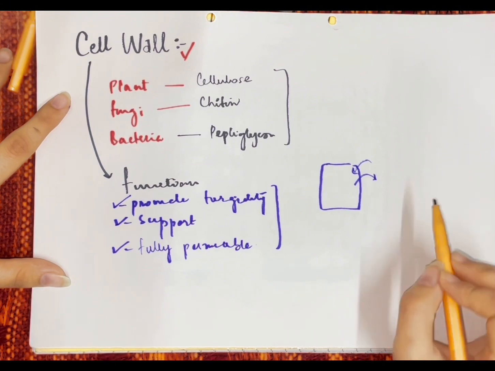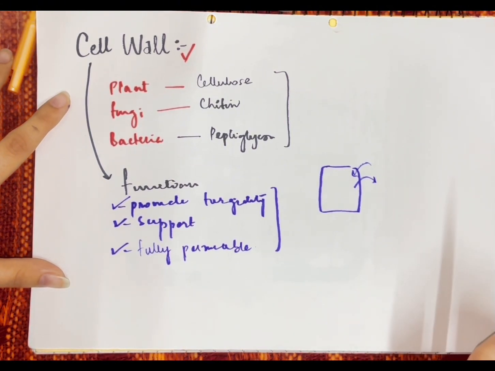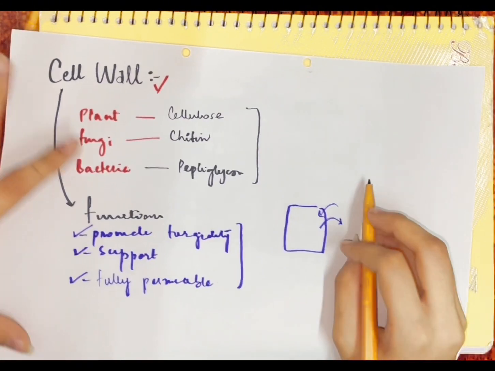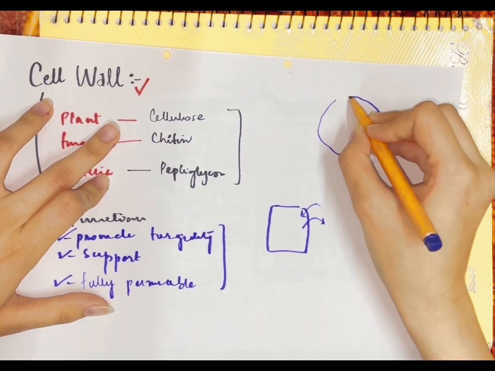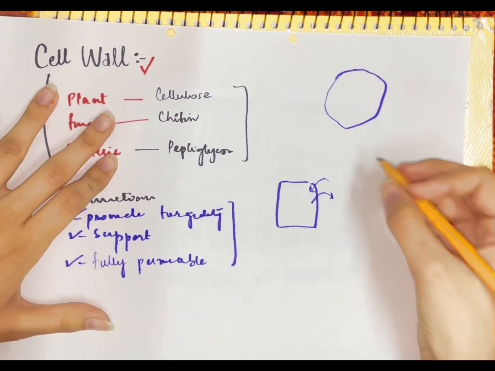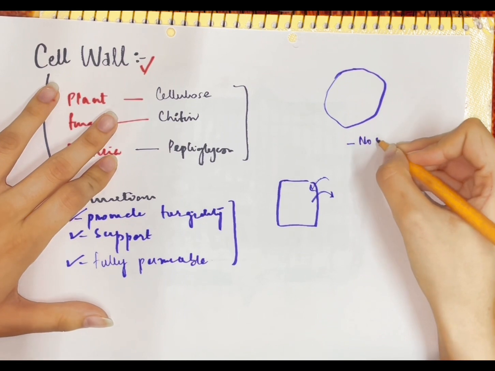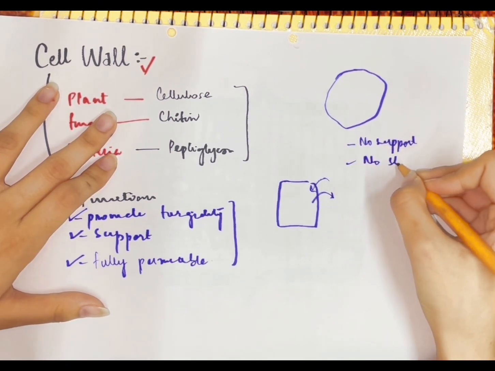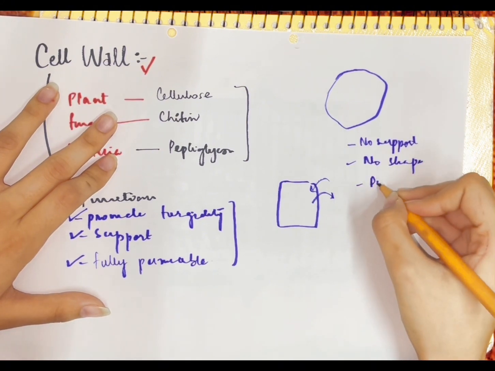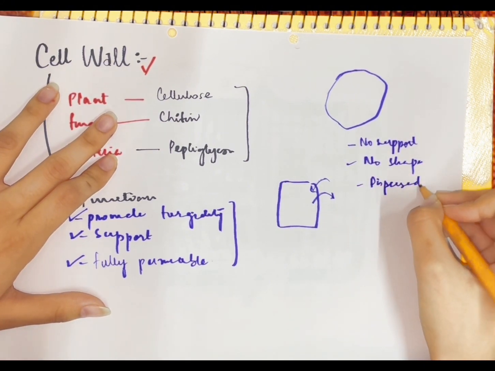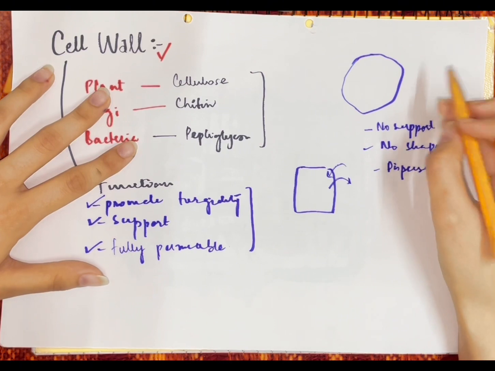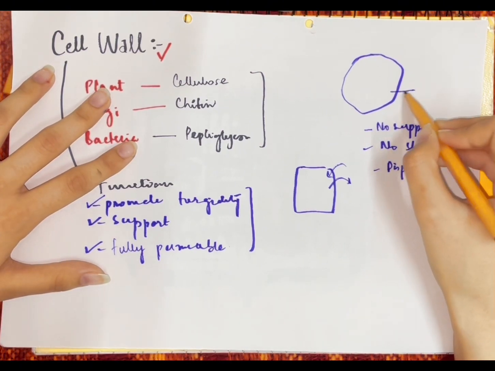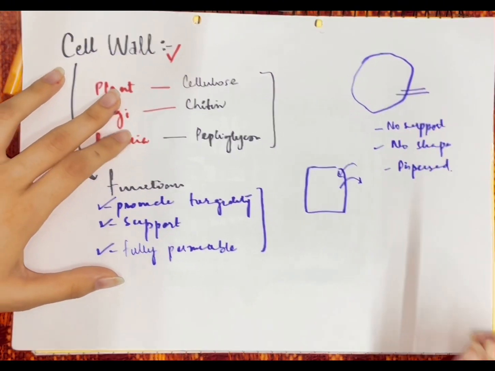With regard to this, we need to learn that the cell wall is not present in an animal cell. This is an animal cell, and since the cell wall is lacking in an animal cell, it has no support, it does not have a proper shape, it is dispersed. These are some of the disadvantages or cons that an animal cell has to face because it does not have a cell wall.